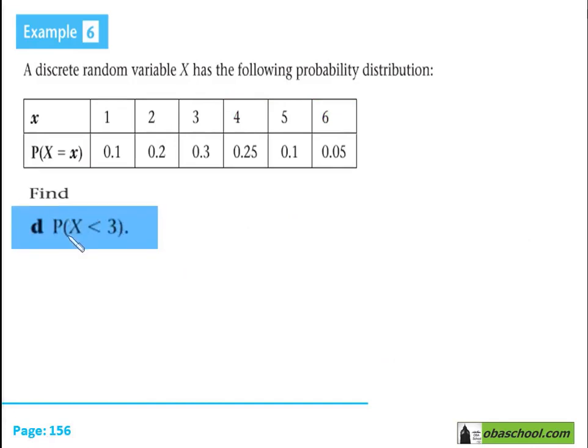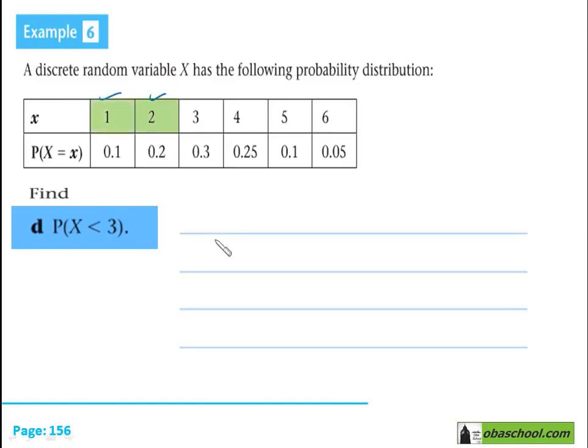Part D, probability for x less than 3. Therefore, there is no equality. So the 3 is not included. So we take the 2 and 1. So we write the following. Probability of x when it is equal to 1 plus probability of x when it is equal to 2. Now we read the probability. We have 0.1 plus 0.2. The answer is 0.3. Therefore, probability of x less than 3 is 0.3.